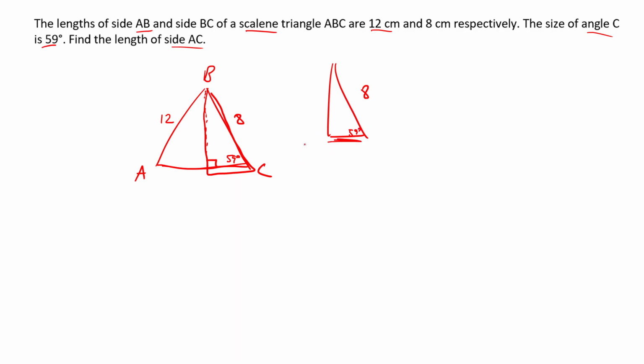Now, that's not the full answer, but I could set up cosine of 59. Let's just call that x. It would be adjacent over hypotenuse, and I could solve. So x would be approximately, punching that in my calculator, 8 cosine of 59, I get about 4.12, or 4.1 if you round off. Okay, well, I don't know the whole thing, but I do know part of this side.